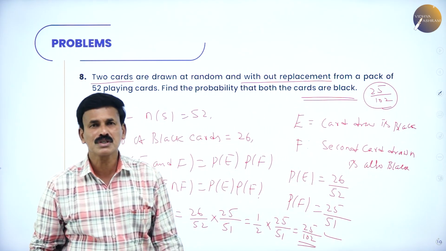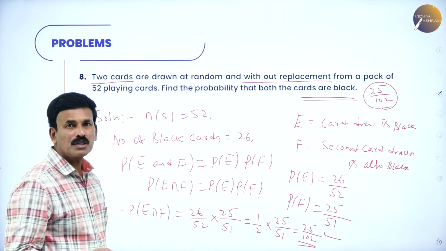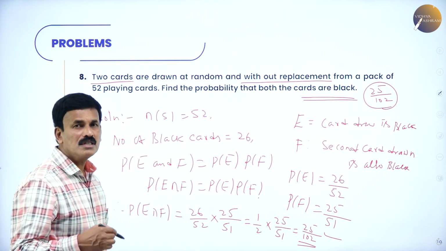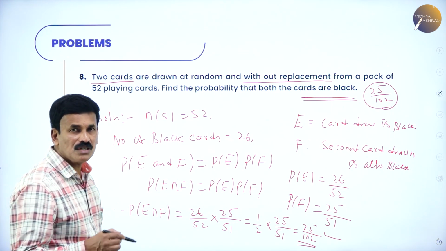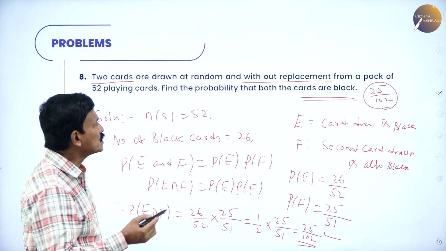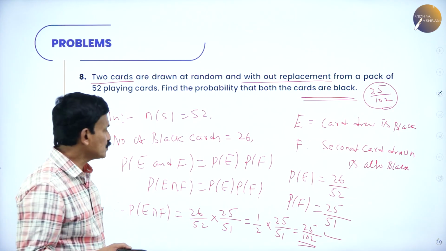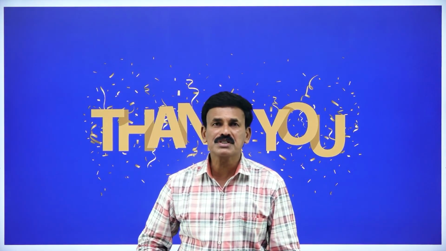That's it. Okay. Hope you followed this. So, the probability that both the cards are black, P of E intersection F, is 25 divided by 102. So, that's all regarding today's session.